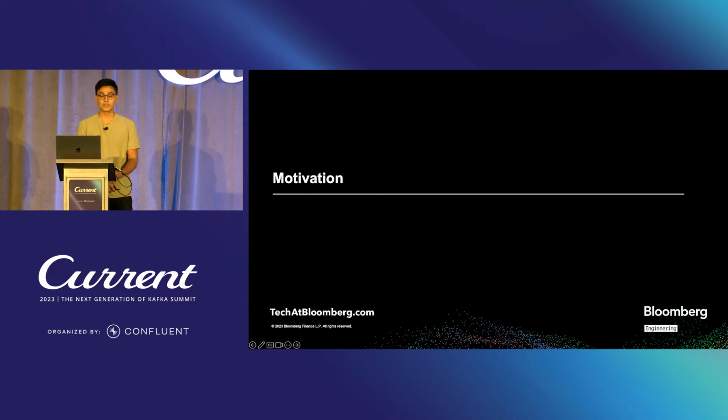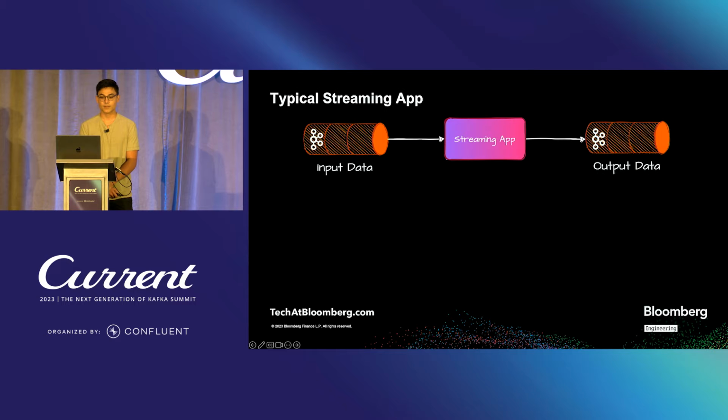Now let's cover the motivation for our talk today. So a typical streaming application looks something like what's shown in the diagram. You have your input data streams, in this case a Kafka topic, your streaming application, and then your output data streams.